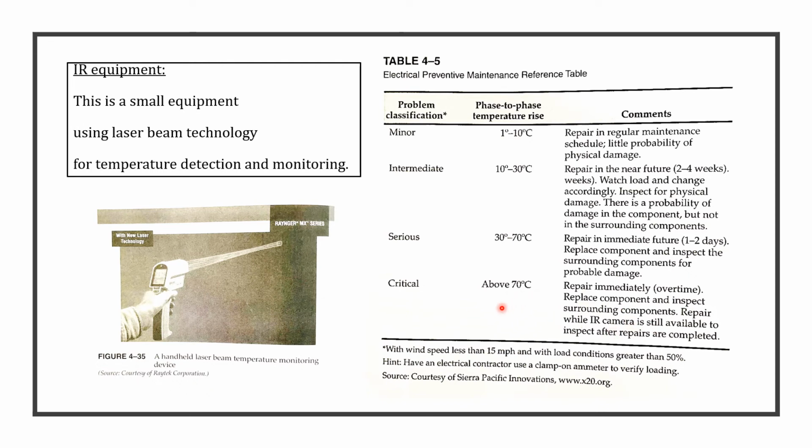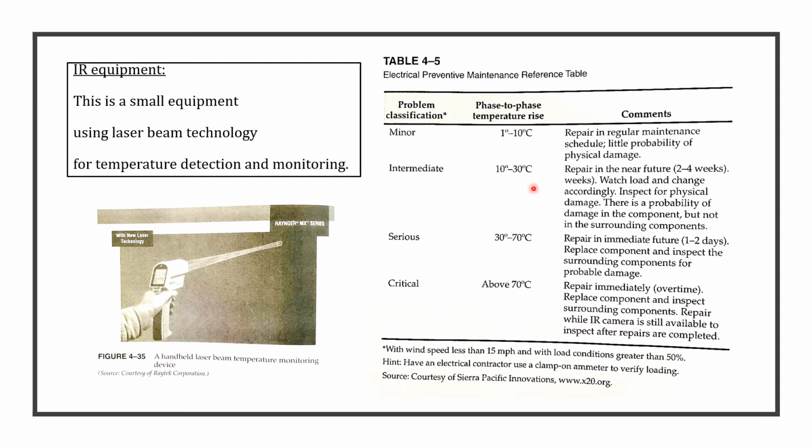So why do you always have this much temperature? Because you're operating your system. So every time you're operating, you're moving a long time in that system using it. So therefore, you have to check the temperature all the time. Serious temperature is 30 to 70. You're going to repair, okay, within 1 to 2 days. You're going to replace a component if it is necessary, and you're going to inspect the surrounding components, okay, for probable damage.